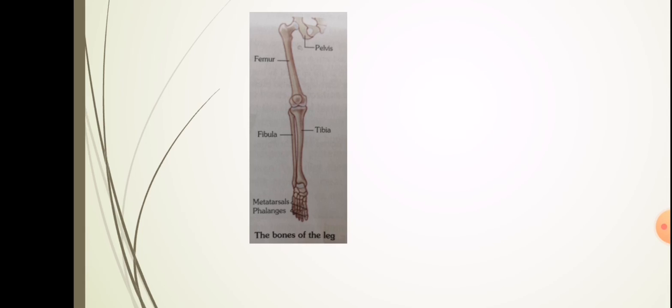Okay, same way, if we talk about our knee, on the front side of the knee there is a disc-like cap present, and this disc-like cap which is present in our knee is called a patella. That is called a patella. Okay, these are the different parts of our leg bone.